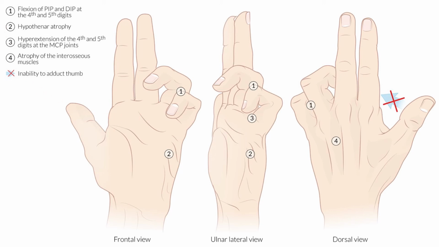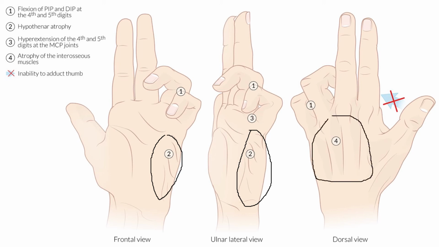Here you can see the hypothenar atrophy due to ulnar nerve damage. The hypothenar muscles atrophy, and here you can see the interossei muscles atrophy. These are the interossei muscle atrophy due to damage to the ulnar nerve. And here you can see the hyperextension of the fourth and fifth digits at the metacarpophalangeal joints.